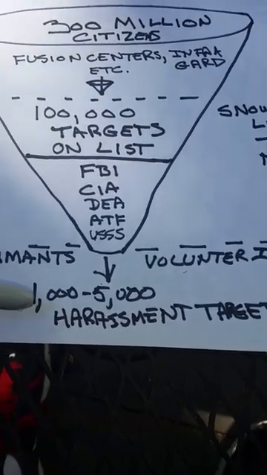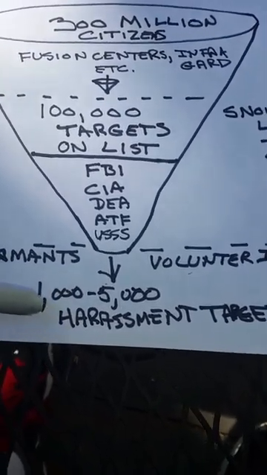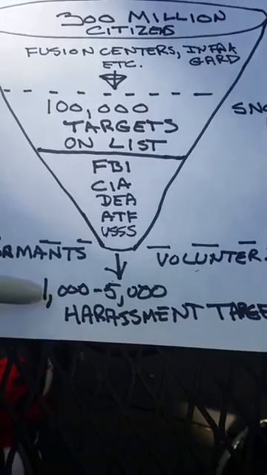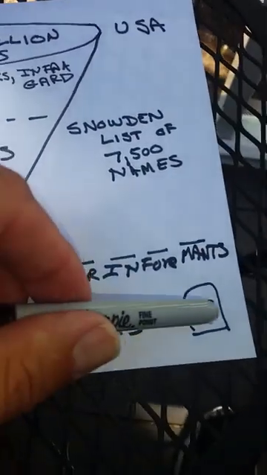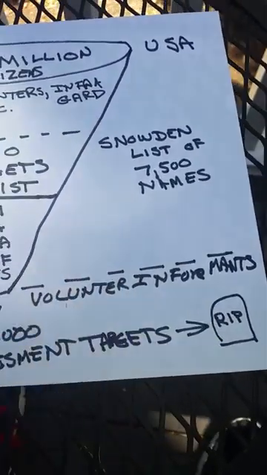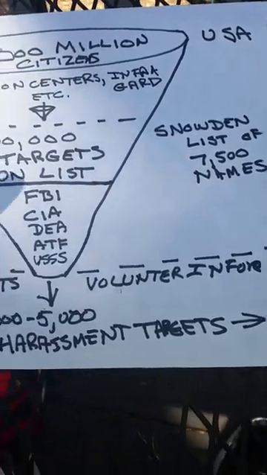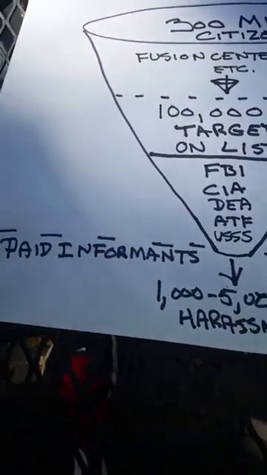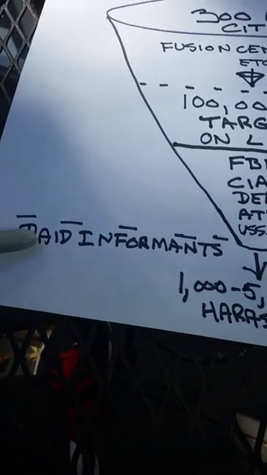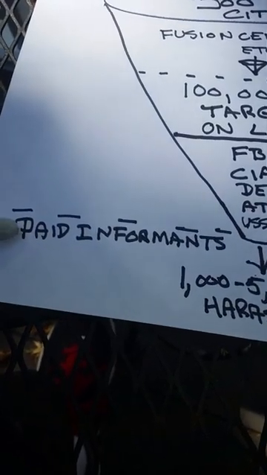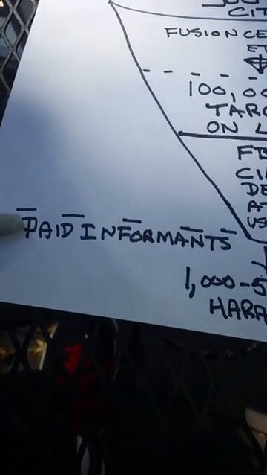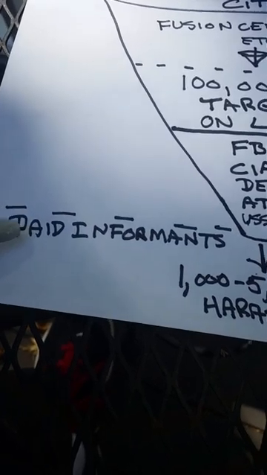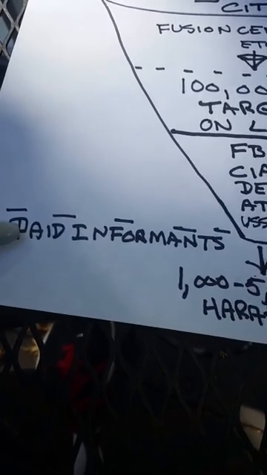Harassment targets. This isn't a fun program. This is a COINTEL type program. And these 1,000 to 5,000 people, this ends in death. There's been a lot of famous people that have been victims of this program. It started originally with paid informants. There's 10 times as many more informants now than there was during the Vietnam War. That was in 2008 when the FBI last reported how many informants it had.